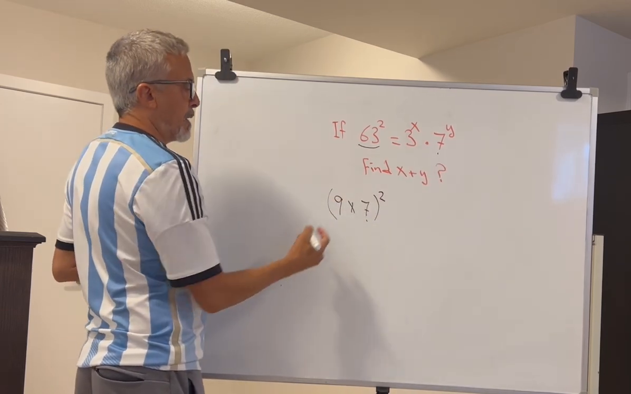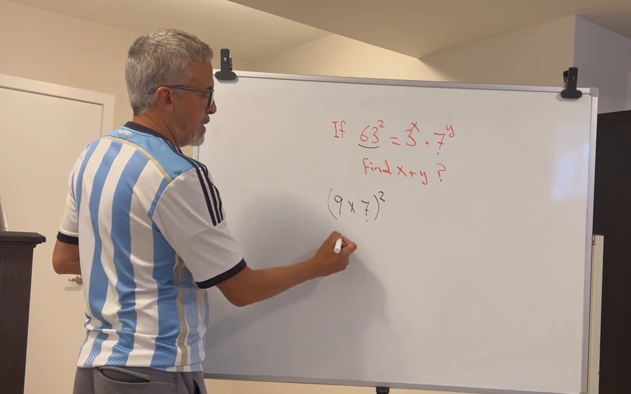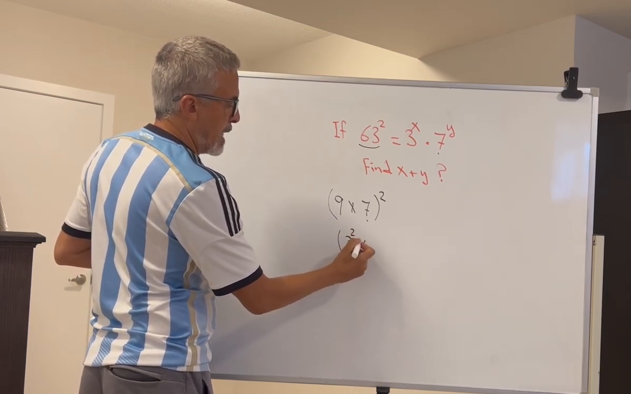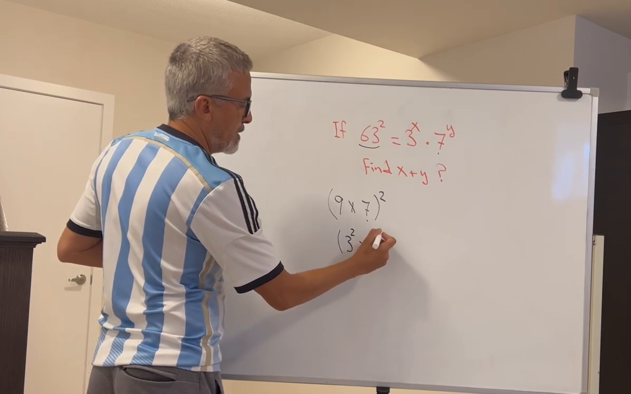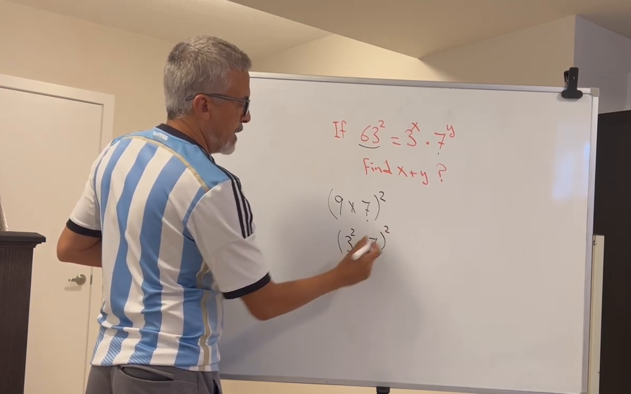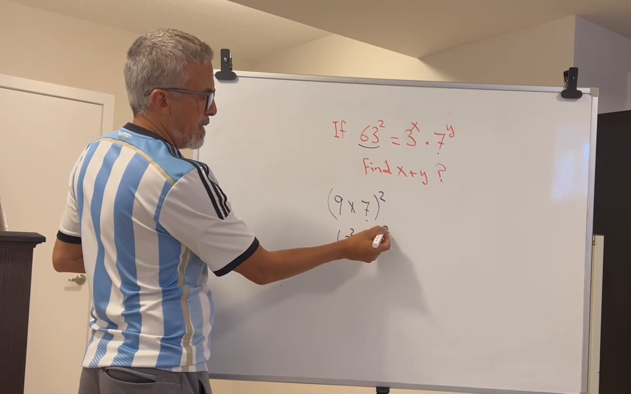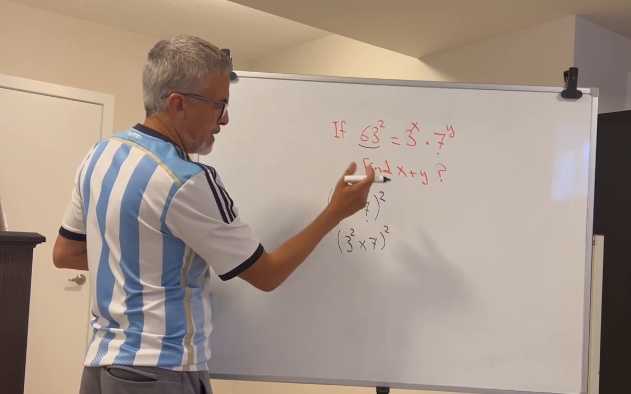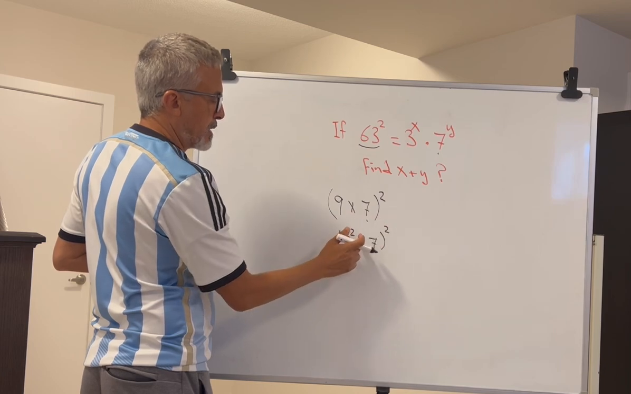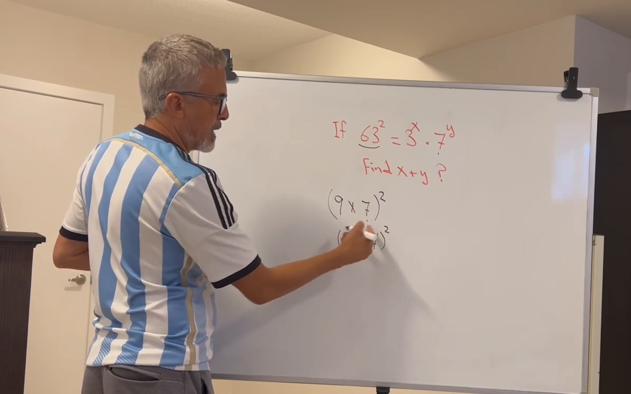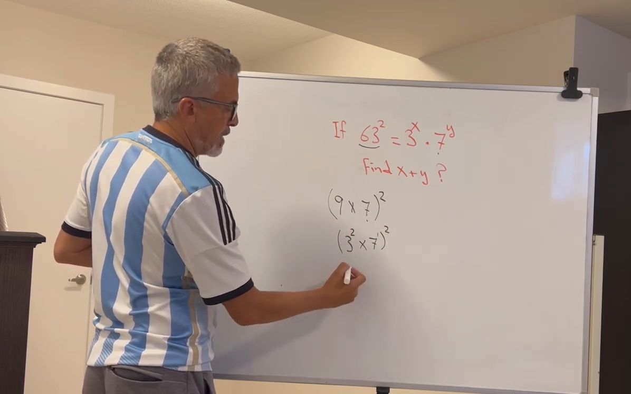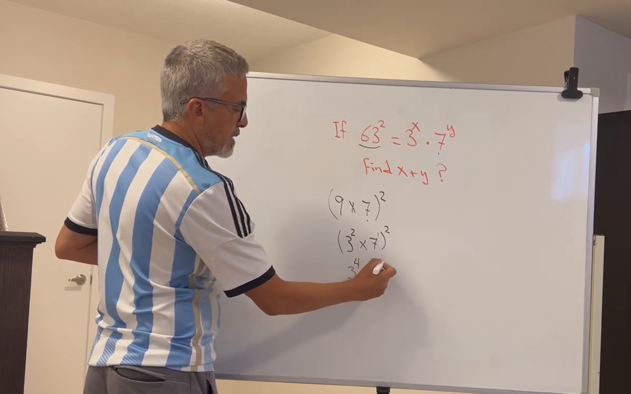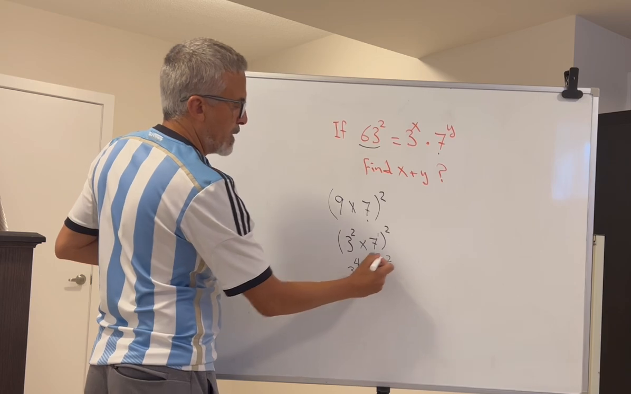That's good, but we still need to do a little bit more here. So the 9, I'm going to change that to 3 squared times 7, all squared. Now I'm going to put the exponent right through the brackets, so we know when we distribute the exponent inside the brackets, we have to multiply it into the exponents inside the brackets. So that would give me 3 to the power of 4 times 7 squared.